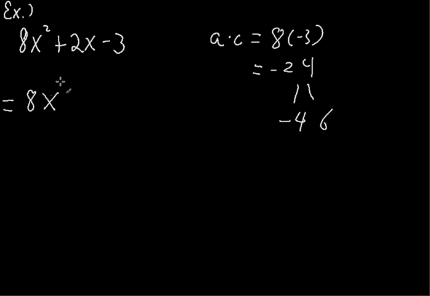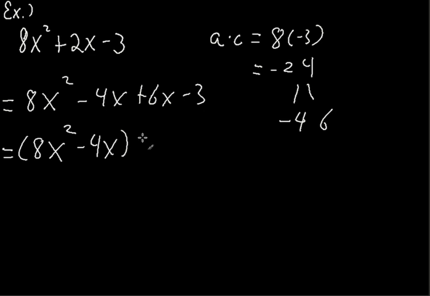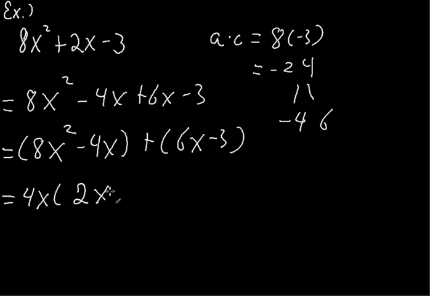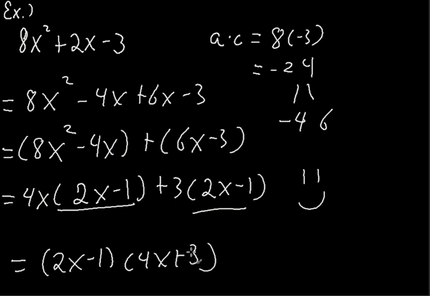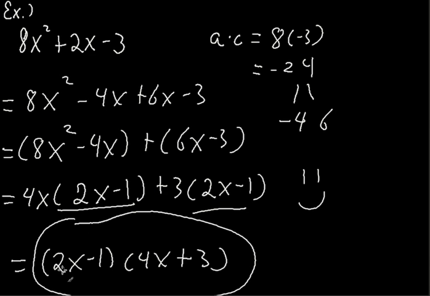So I'll break this up: 8x squared minus 4x plus 6x minus 3. I'm going to pick my pairs, so I'll pick the first 2 and the last 2. Now, 8x, 4, so I can take out a 4x, it looks like. That would be 2x minus 1. And I can take out a 3, and that would be 2x minus 1. These are the same, which makes me happy, so I can factor them out. Plus 3. There we go. So I claim that that's fully factored. If you redistribute this, you get back the original trinomial.